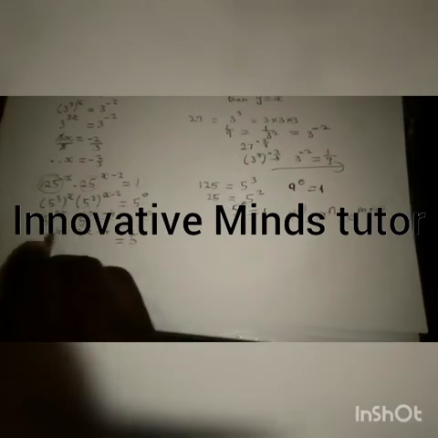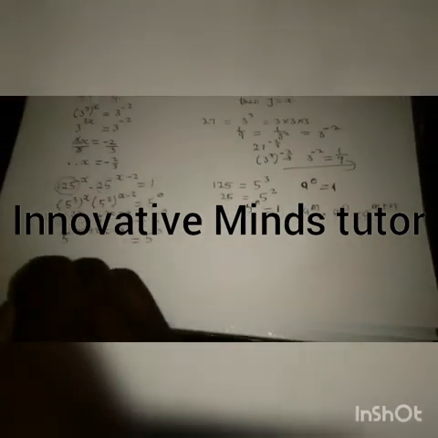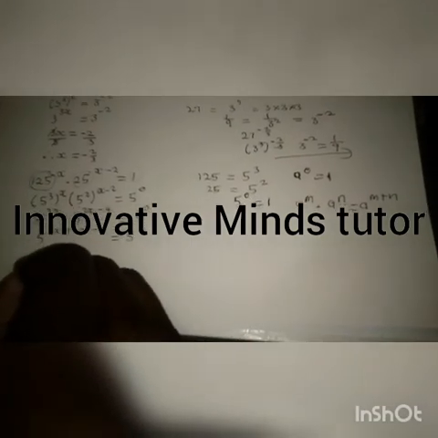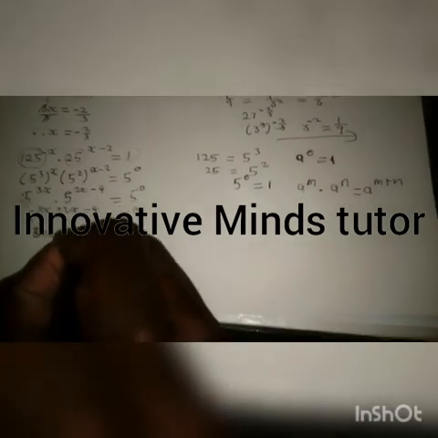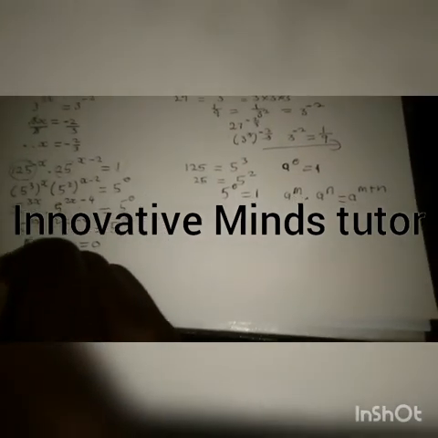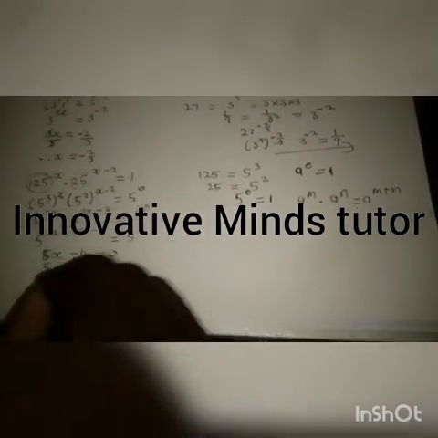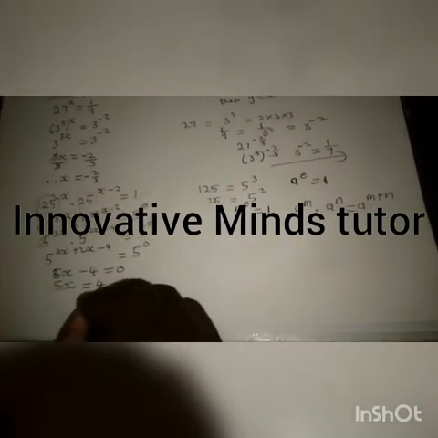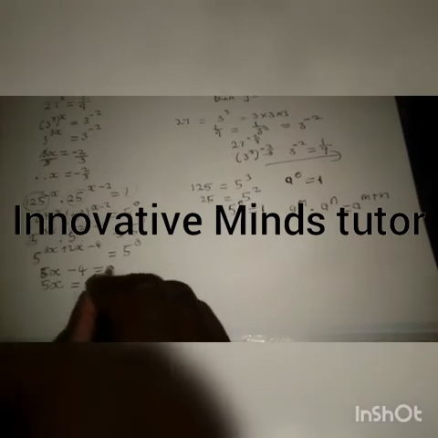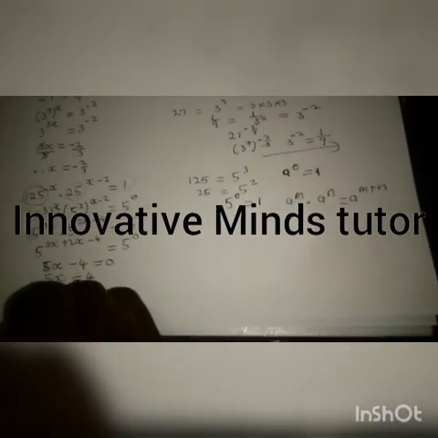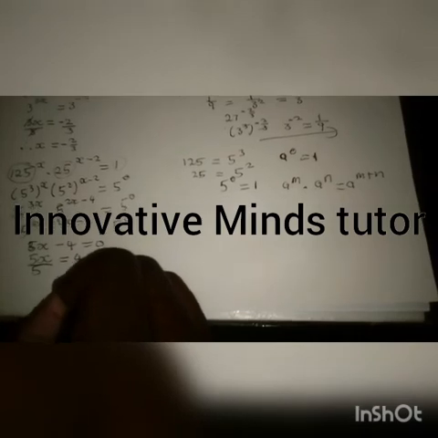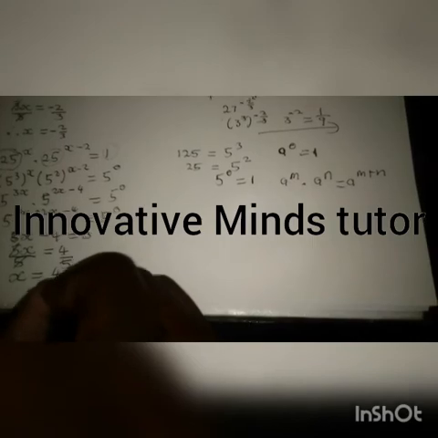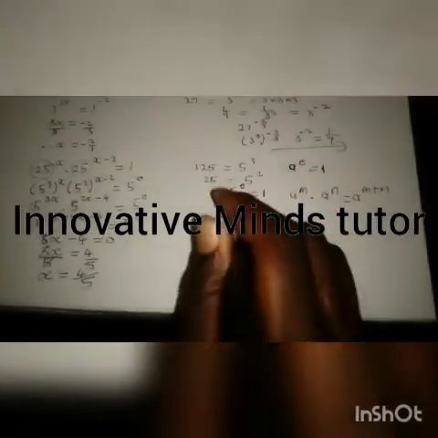When you collect the like terms, 3x plus 2x is 5x. Since the bases are the same, drop the exponents. So it will be 5x minus 4 equated to 0. Then let's transpose negative 4. We need to make x the subject of the formula. This will become positive 4, because it will be 0 plus 4, which is 4. Then divide both sides by 5. So x is equal to 4 all over 5.